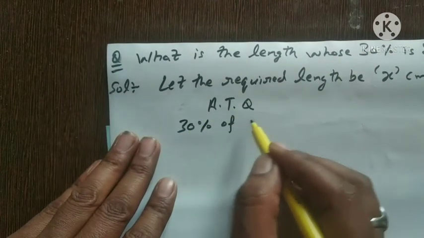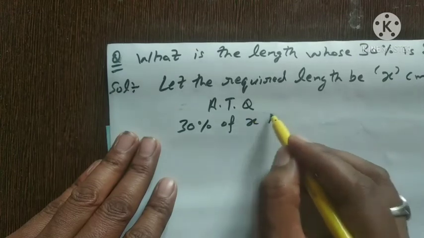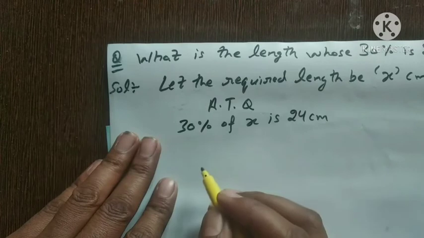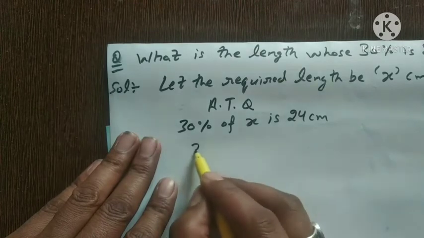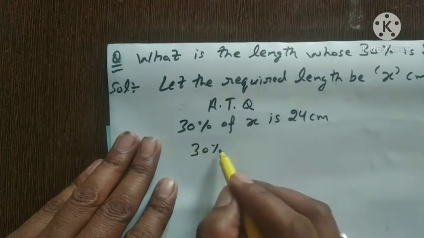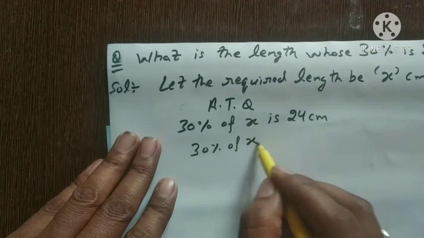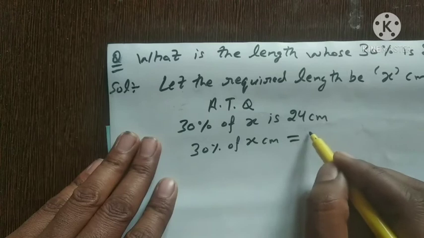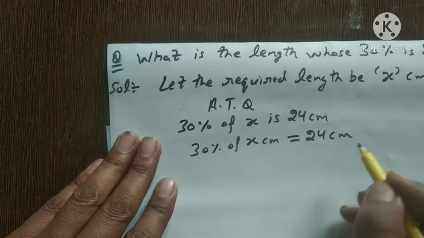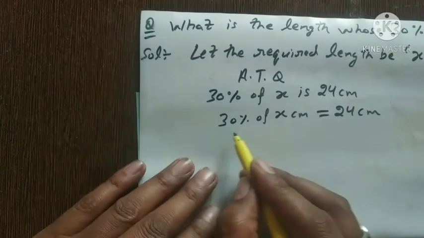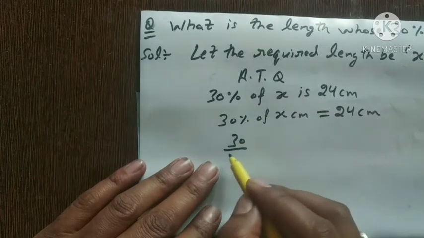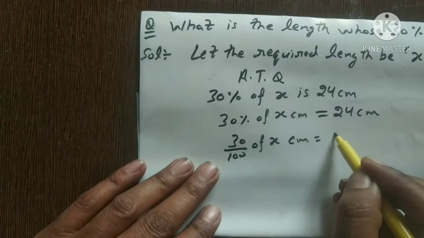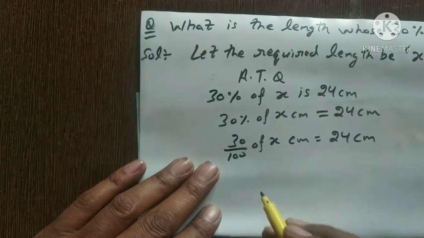30% of x is how much? 24 centimeter. So 30% of x centimeter is equal to 24 centimeter. Right? Now 30 over 100 of x centimeter is equal to 24 centimeter.